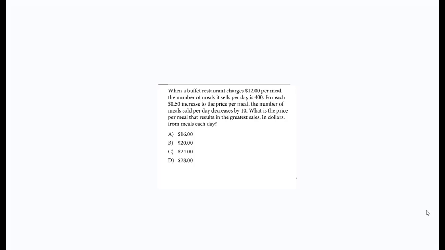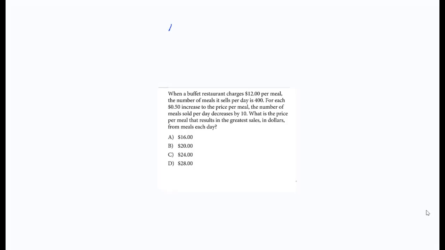All right, so firstly, we need to understand that we are going to start off with 400 meals and we're going to be decreasing it by 10 per 50 cents. So if that is the case, we're going to have 10x, we're going to multiply it by that, and what we plug in for x is the number of 50 cents in the increase over $12. So let's explain what I mean by that.